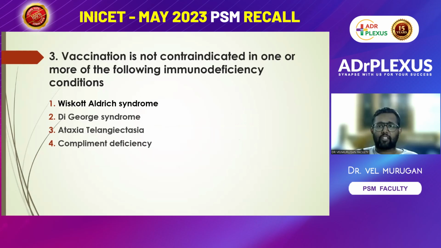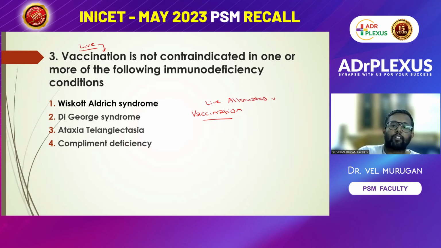Next, vaccination is not contraindicated in one or more of the following immunodeficiency conditions. So it was a difficult question. I also searched through many articles. The options: DiGeorge syndrome, Wiskott-Aldrich syndrome, ataxia-telangiectasia, complement deficiency. From a PSM point of view, here they generally mean live vaccines. So live attenuated vaccines are contraindicated in which of the following conditions.